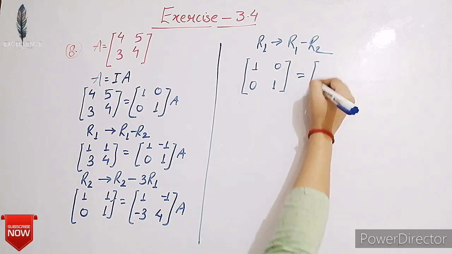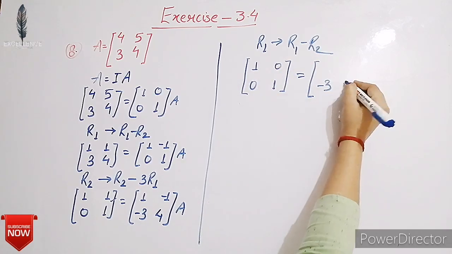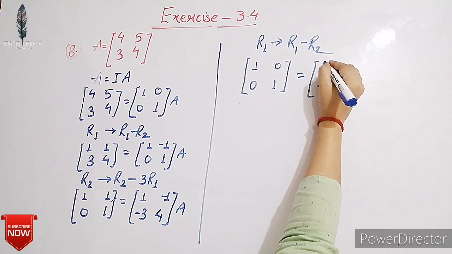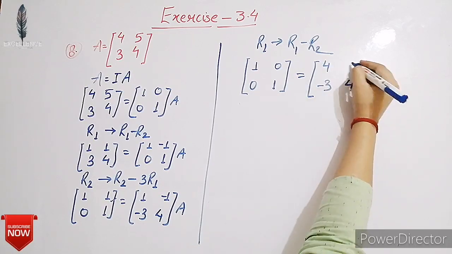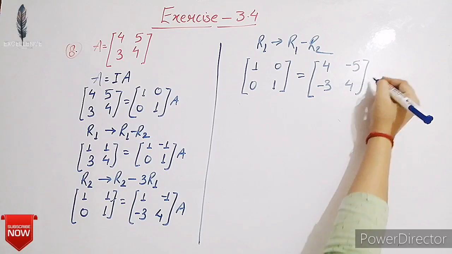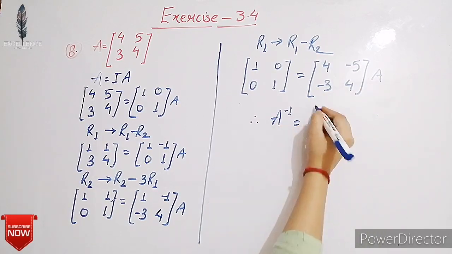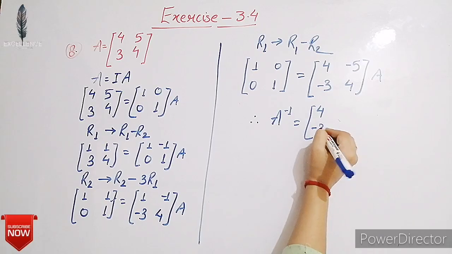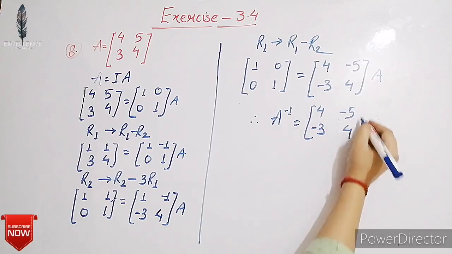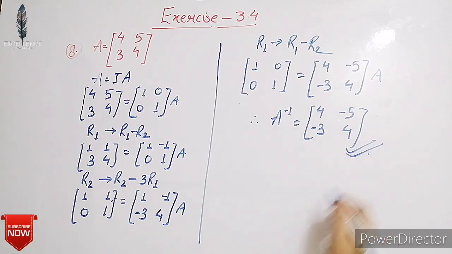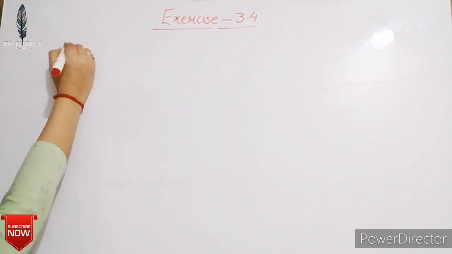Now here we have row 2 is same, minus 3, 4 and R1 becomes 4 and this is minus 5 A. Now inverse of the given matrix is 4, minus 3, minus 5, 4. Okay, let's see the next question number 9.